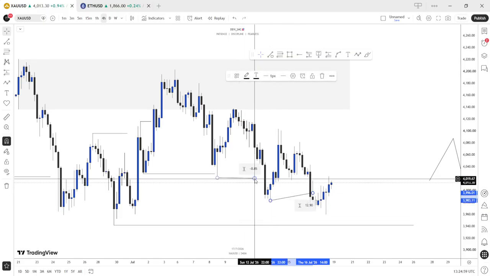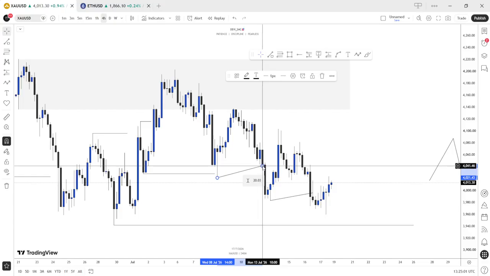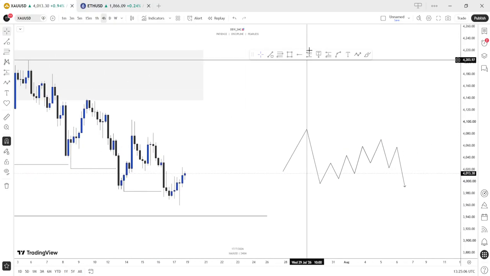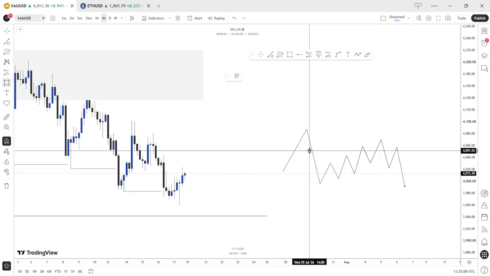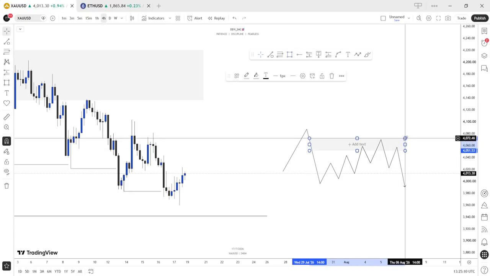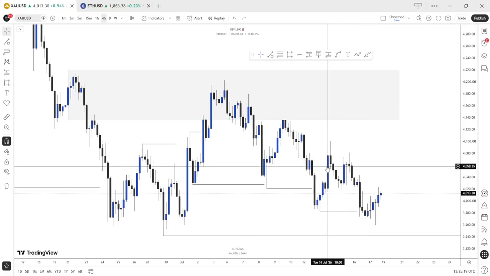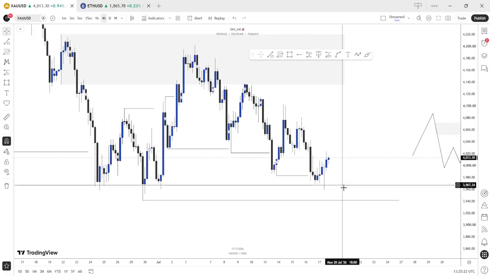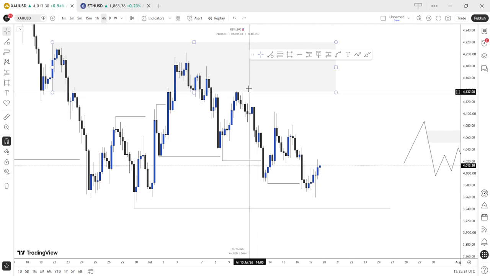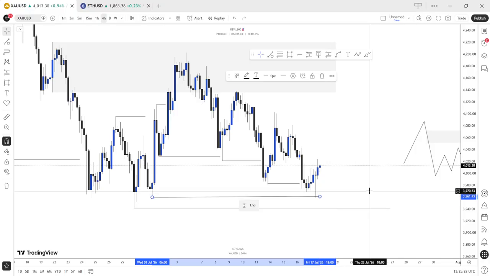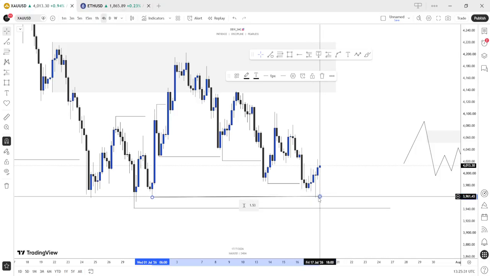So we are mapping up our break of structures. So basically something like this: price pushes into a key level. Key levels, we have fair value gaps, order blocks, liquidity, and then yeah, we get moves. So right now, what do we have over here? Price has taken liquidity behind this low, right? We have swept this low.